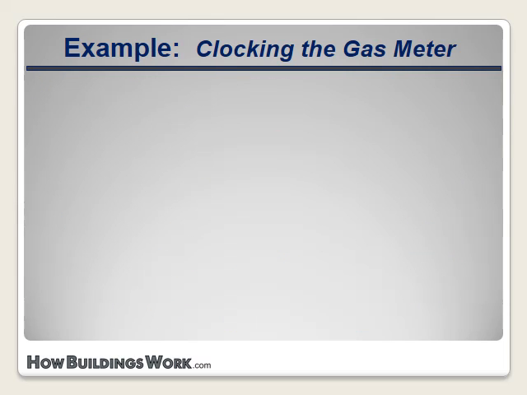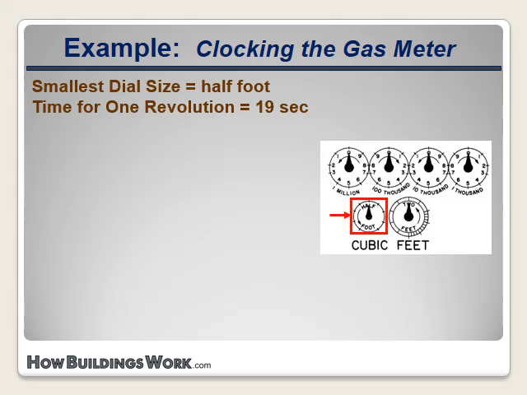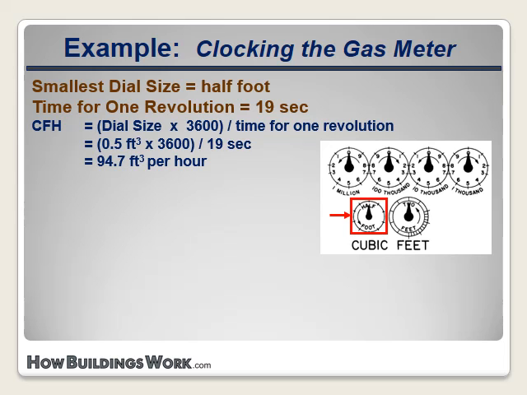Let's look at an example. A house has a furnace that's generating too much carbon monoxide. We look at the meter, and the smallest dial is a half a cubic foot per rotation. So we turn off all the other gas appliances in the house and turn on the furnace. We time it, and it takes 19 seconds for one full rotation of that smallest dial. Next, we plug the numbers into the equation. We multiply the dial size of a half a cubic foot per revolution times 3600, then divide by the rotation time of 19 seconds.